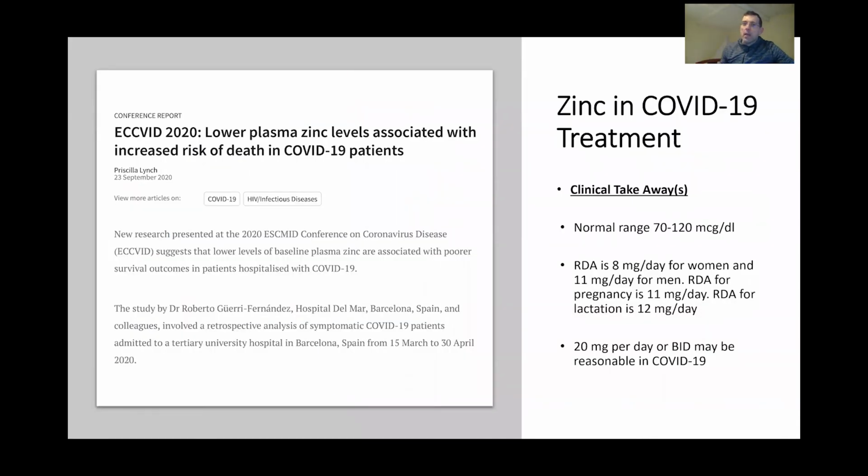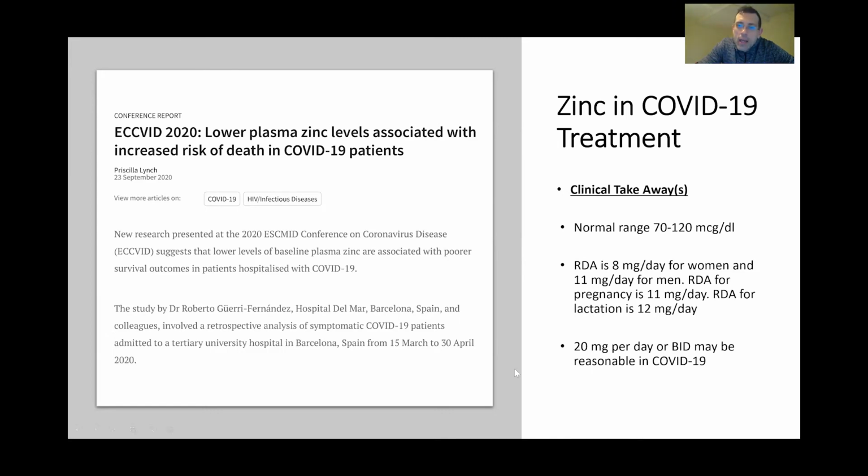So what about zinc? This particular article focused on zinc levels. Again, it appears that zinc is important in that adaptive immune response, and low levels of zinc, just like the vitamin D, appear to be deleterious. A normal, healthy range for zinc is 70 to 120 micrograms per deciliter.